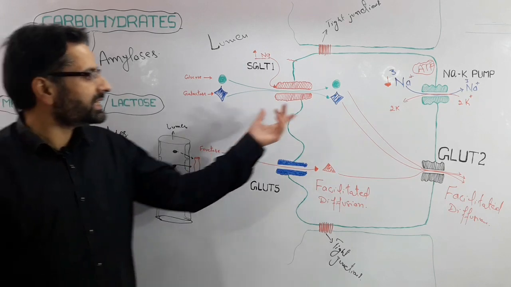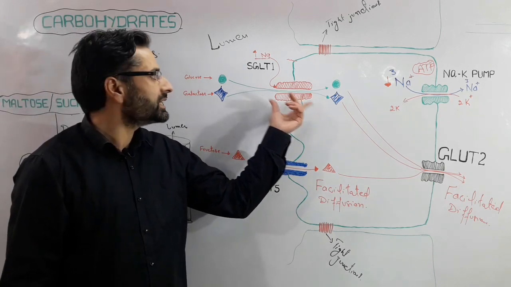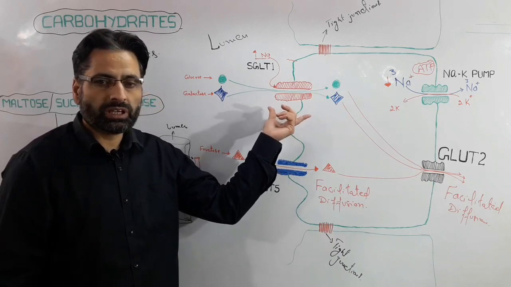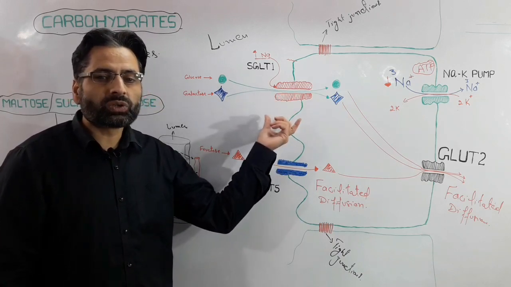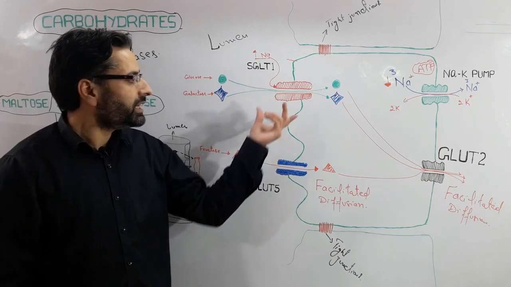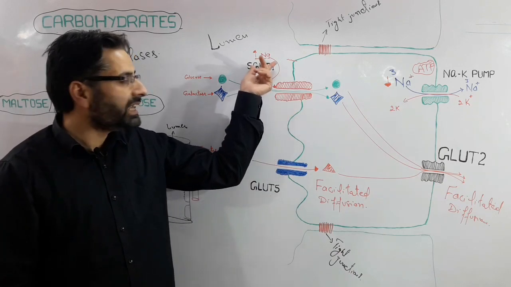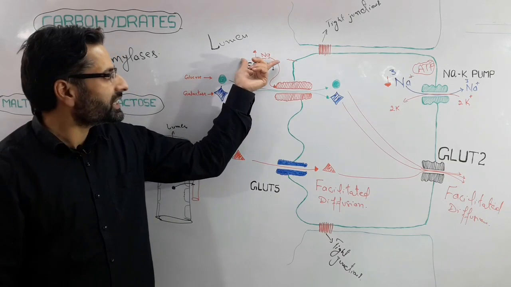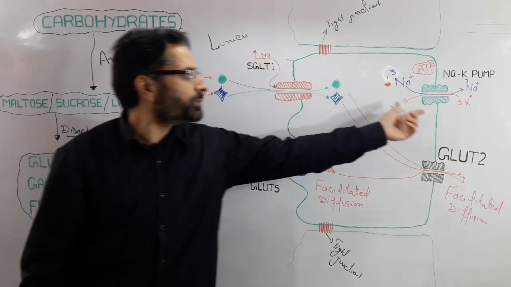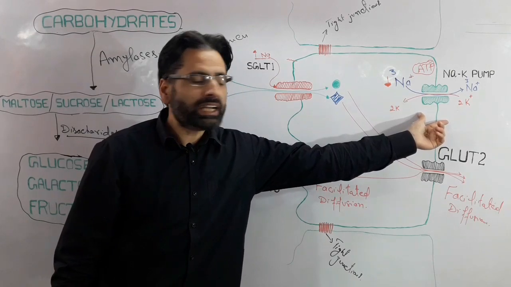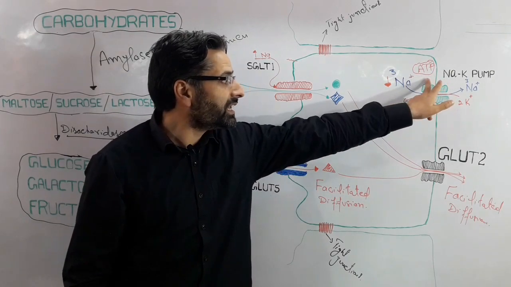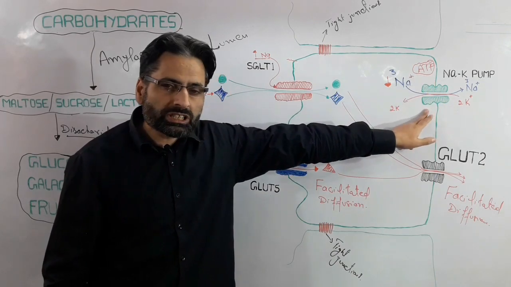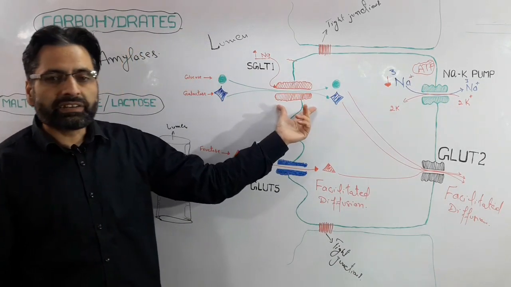So that is why this transport by this sodium glucose transporter is called secondary active transport, because it is not directly utilizing the ATP molecule, it is utilizing the concentration gradient of these sodium ions for the glucose transport. And this concentration gradient of sodium ions is maintained by this sodium potassium pump, and this sodium potassium pump is directly utilizing the ATP molecules. This is the primary active transport and this is the secondary active transport.